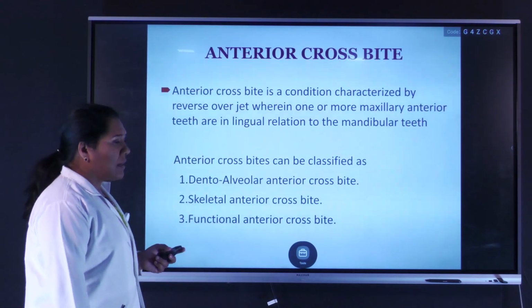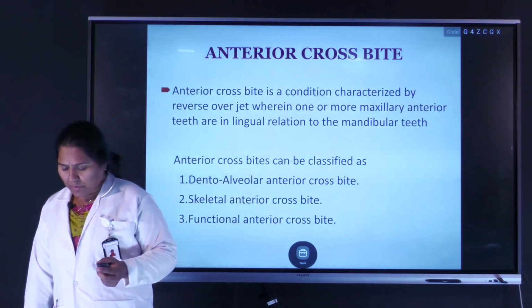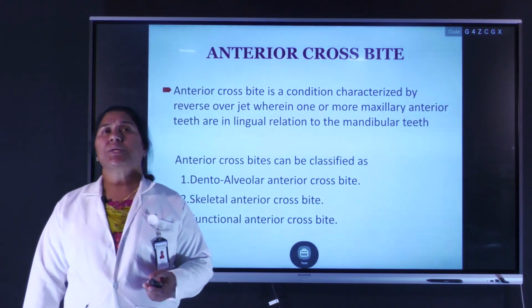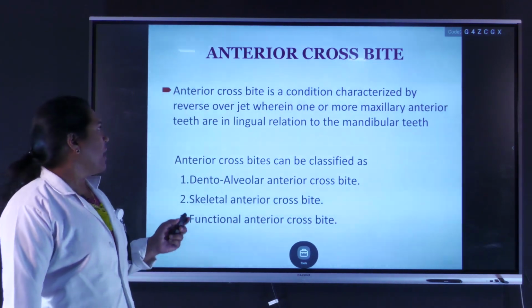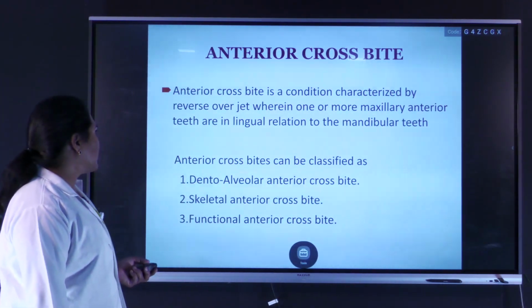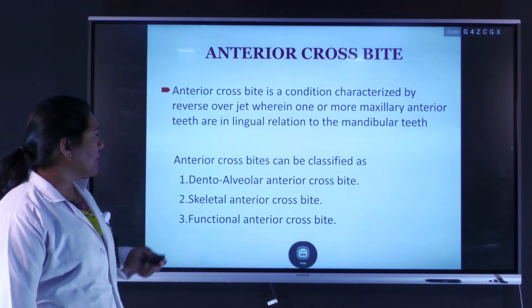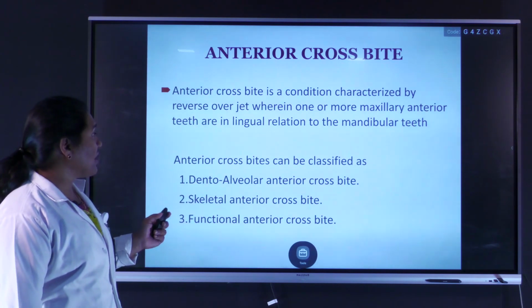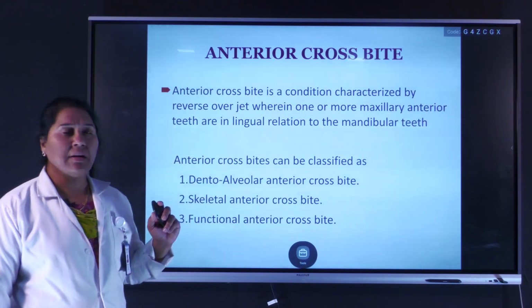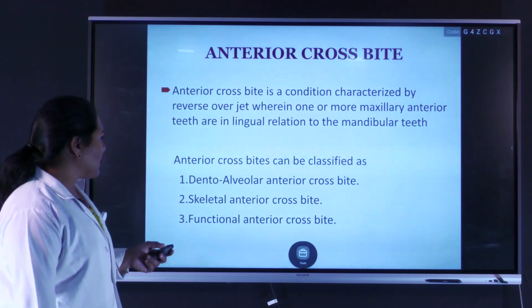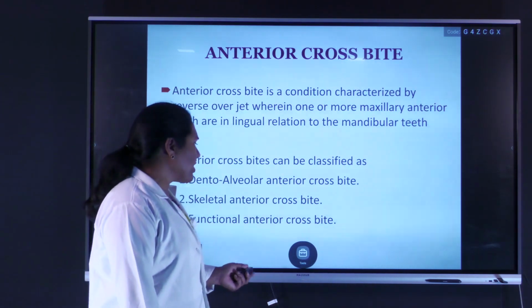Coming to other interceptive procedures. We have seen till now one method of intercepting orthodontic malocclusions, that is serial extractions. Another method is anterior crossbite correction. How are we going to intercept developing anterior crossbites? Anterior crossbite is a condition characterized by reverse overjet, wherein one or more maxillary anterior teeth are in lingual relation to the mandibular teeth. Anterior crossbites can be classified as dento-alveolar crossbite, skeletal anterior crossbite or functional anterior crossbite.